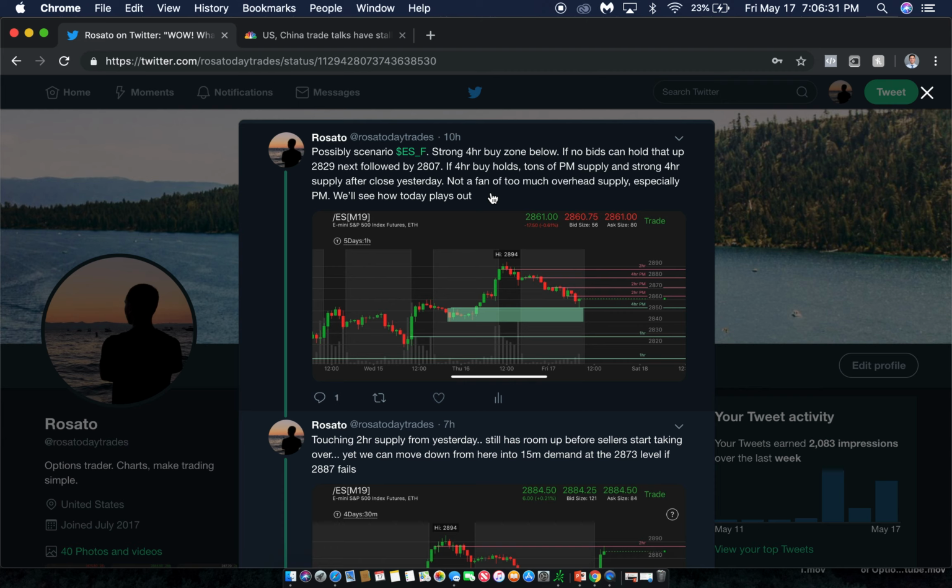Meaning that if this demand zone, this imbalanced zone where there's more demand than supply, did not hold, if the bidders cannot hold it up, if there wasn't enough buyers at this level, there's going to be a pullback down to the next demand zone if that zone failed, and I marked that out. But if it does hold, I said if the 4-hour buy zone does hold, there's tons of pre-market supply and a strong 4-hour supply after close yesterday. I'm not a fan of too much overhead supply, especially pre-market, and we'll see how that plays out today.